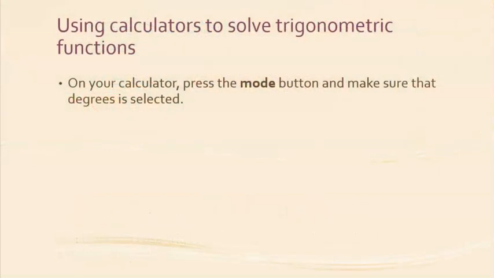Okay, so what we want to do when we're using our calculators to solve trig functions is to make sure that our calculator is in the right setting. So there is a black mode button. It's next to the blue second button. You want to press that, and then you should see a screen of words. And the fourth choice down says radian or degree. You want to make sure the word degree is highlighted. So you press enter, and then you go second mode to go out of the screen.